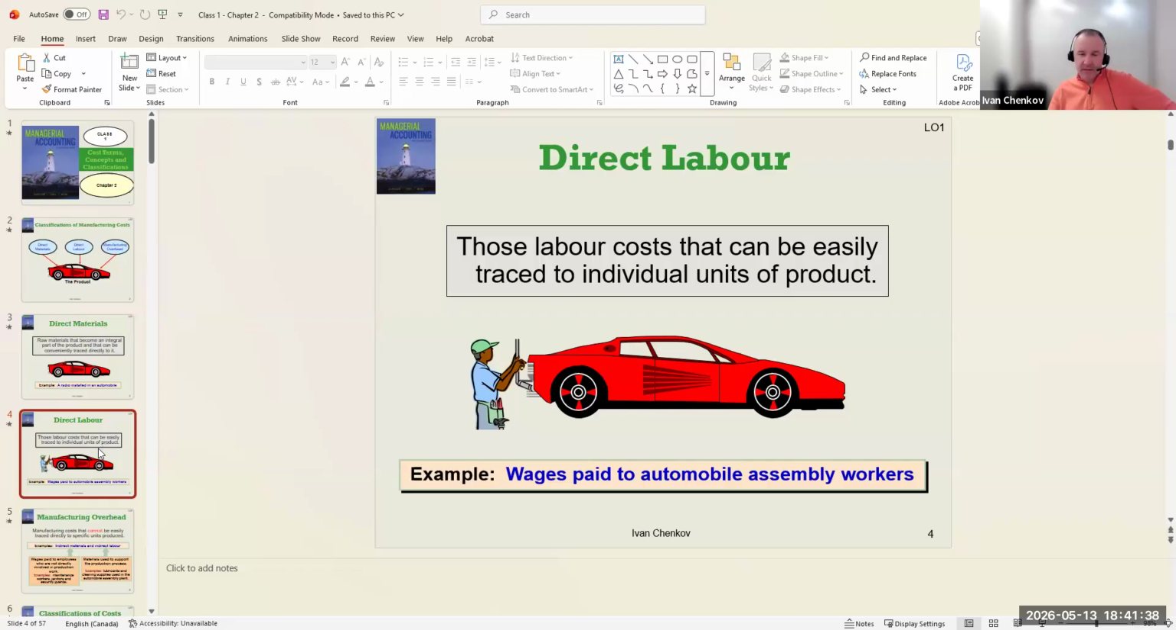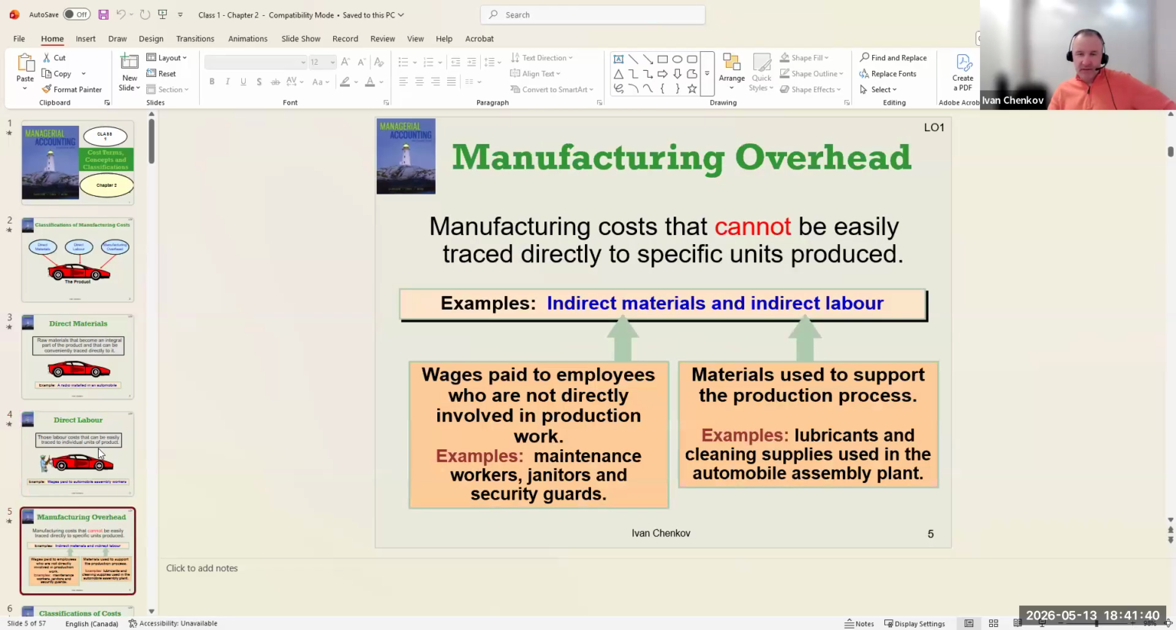Direct labor comes second. And then we have manufacturing overhead. Manufacturing overhead is, again, we're going to have raw material, we're going to have labor, but those cannot be easily traced to a specific unit or specific product that we're producing. For that reason, we're going to call it indirect cost, and we're going to combine that cost all together. Later on, we're going to see in Chapter 5 how exactly we're going to assign that cost to the product.